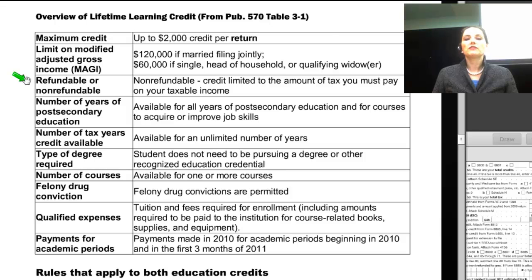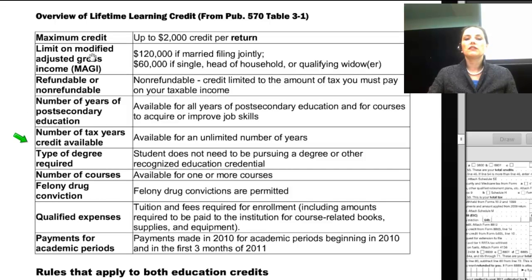It cannot be more than the amount of tax, and if it is more than your tax, you lose the benefit of the excess. Number of years of post-secondary education. This credit is available for all years of post-secondary education and for courses to acquire or improve job skills. Number of tax years that the credit is available. It is available for an unlimited number of years. Type of degree required. The student does not need to be pursuing a degree or other recognized educational credential. Number of courses. It's available if you are taking one or more courses. Felony drug conviction. Well, that doesn't matter. You can have a felony drug conviction and still qualify for this credit.